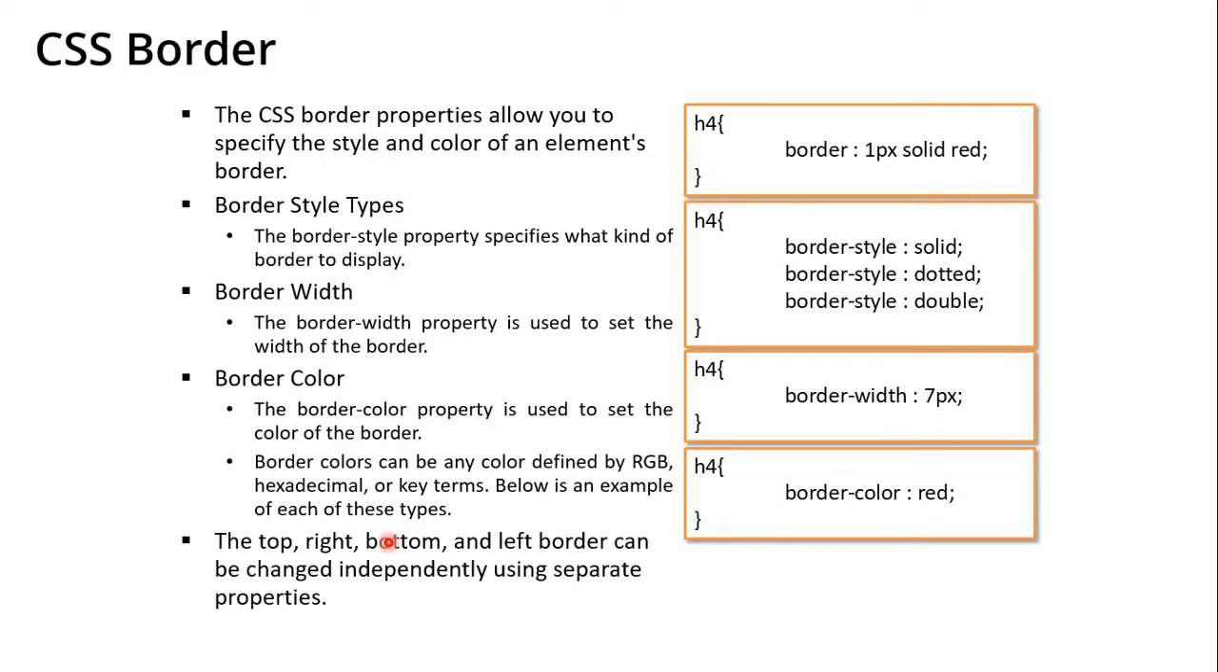The top, right, bottom and left border can be changed independently using separate properties. So we can write top, right, bottom and left, and after that provide the color. For example, border top colon 1 pixel solid red, so the top border will display the red color. According to that you can separate them. So this is the CSS border.